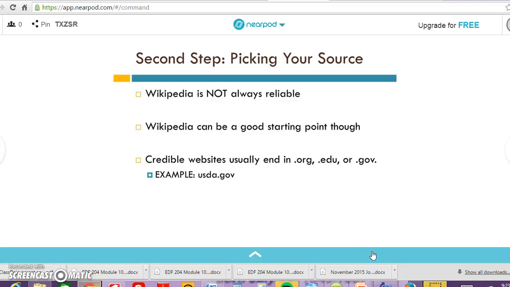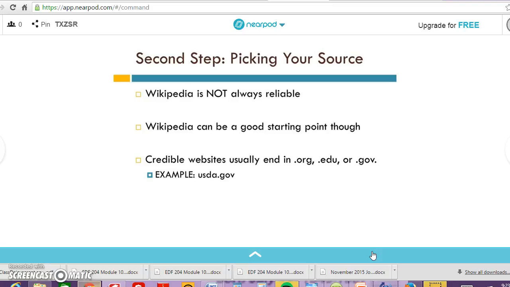Our second step is picking your source. Wikipedia is not always reliable. Anyone can go on there and add anything. I could go on there and talk about mitosis. Do I know anything about mitosis? Not a bit. But I could write a Wikipedia page about it and no one could stop me. But Wikipedia can be a good starting point, though.